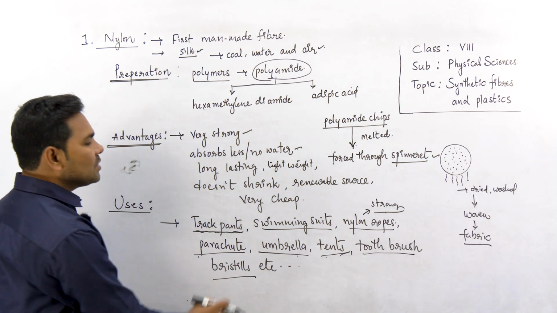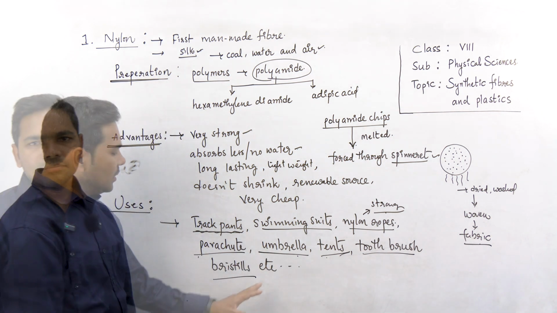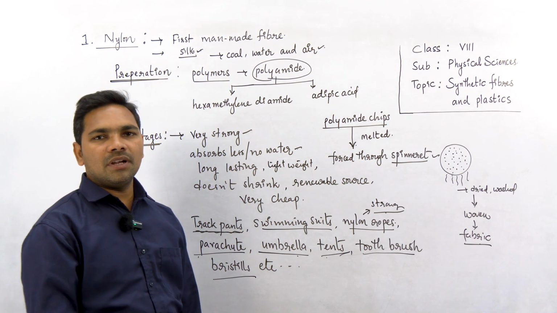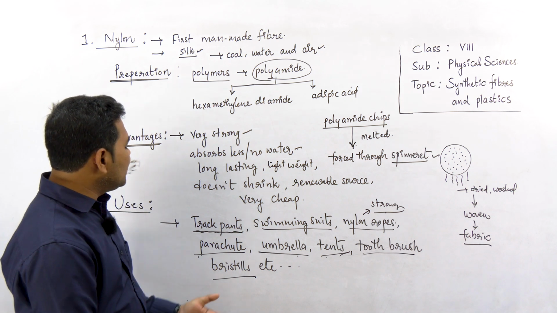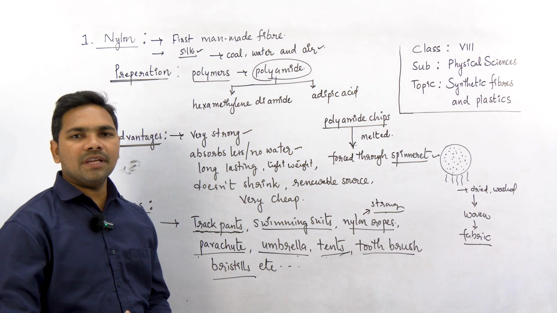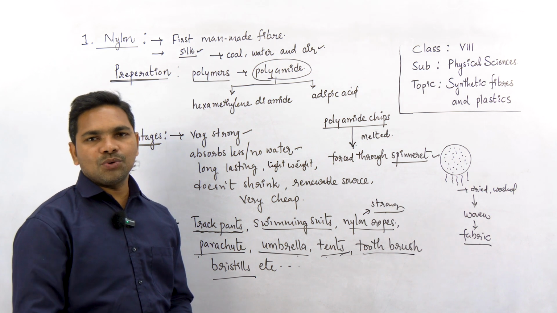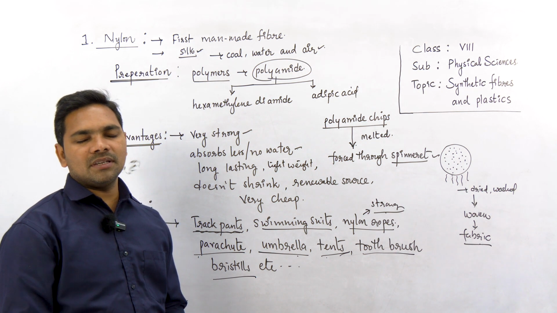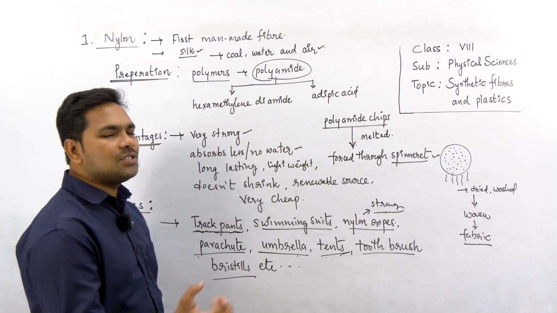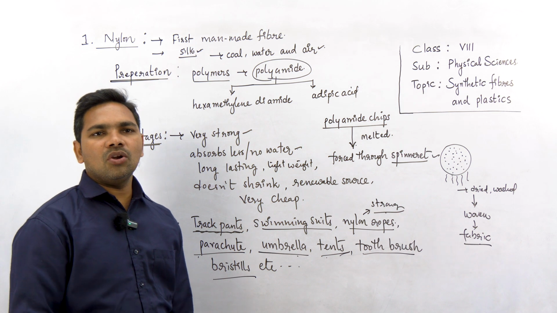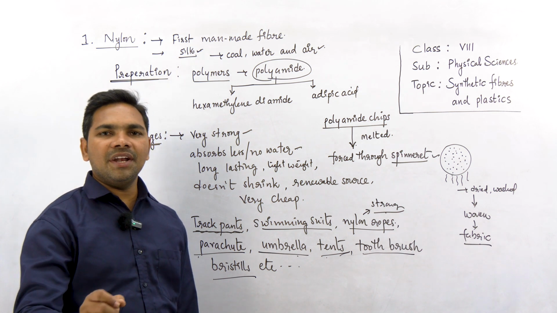These are the uses of nylon fiber. This nylon at the same time has some disadvantages also. What are the disadvantages of using nylon? Since nylon is obtained from synthetic sources, petroleum products, it catches fire very easily. So wearing nylon clothes near fireworks is very dangerous.